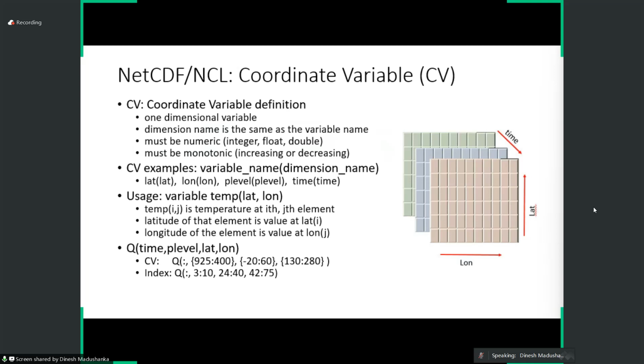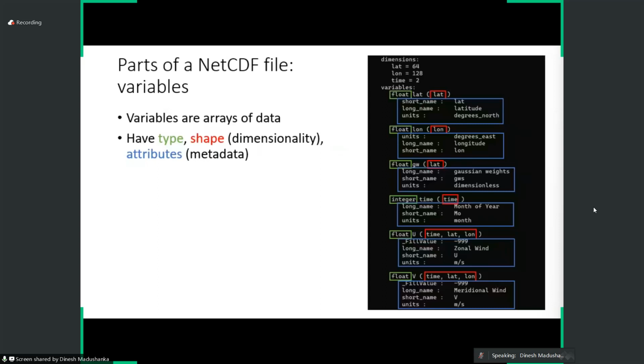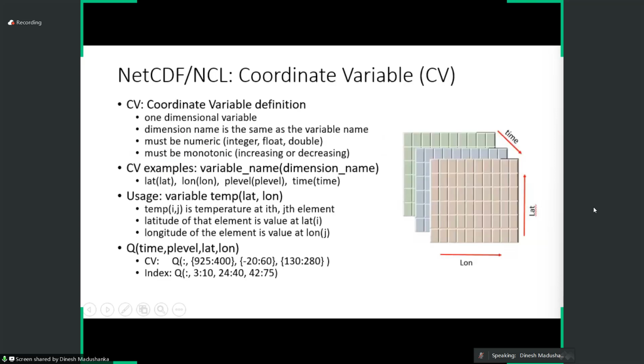the NetCDF coordinate variable. The coordinate variable means this thing. So here it comes to the V. We have V as a coordinate variable because we have time, latitude and longitude. So U is also a coordinate variable. We have time, latitude and longitude. So you have to understand that thing.